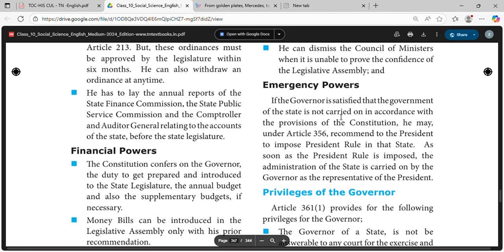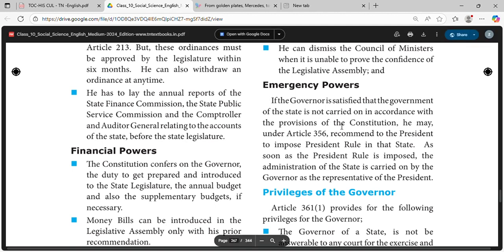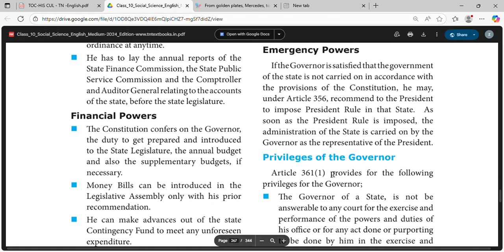Emergency power. If the governor is satisfied that the government of the state cannot be carried on in accordance with the provisions of the Constitution, he may under Article 356 recommend to the President to impose President's rule in the state. As soon as President's rule is imposed, the administration of the state is carried on by the governor as the representative of the President.